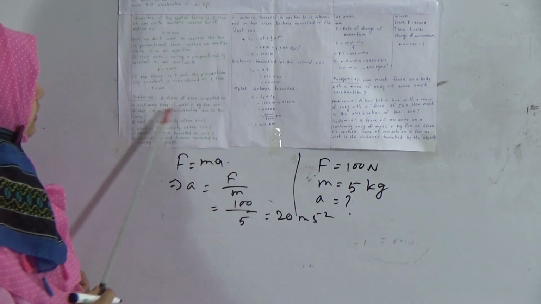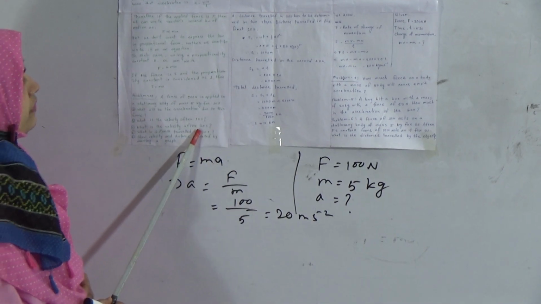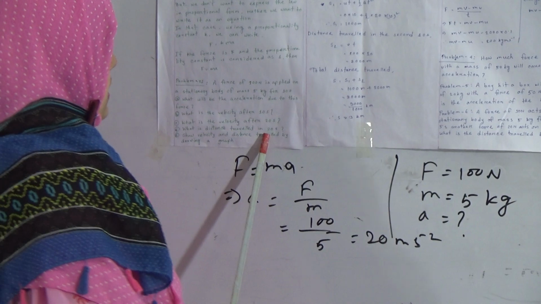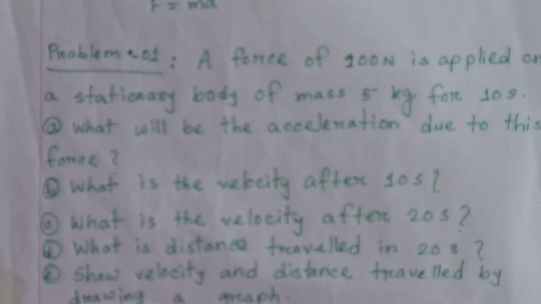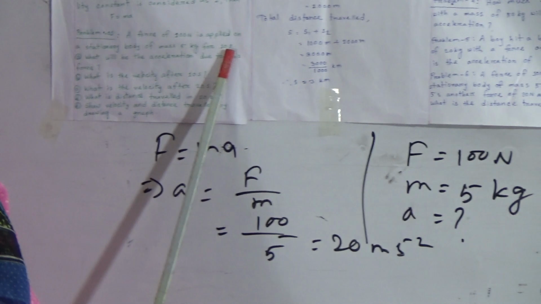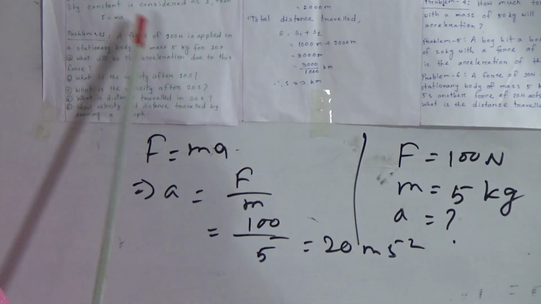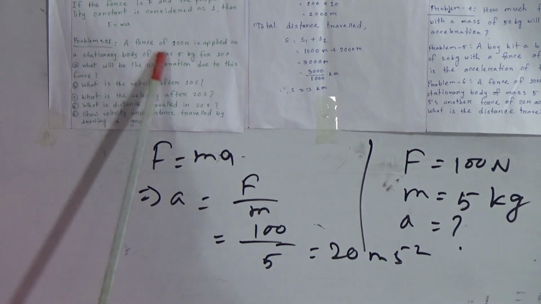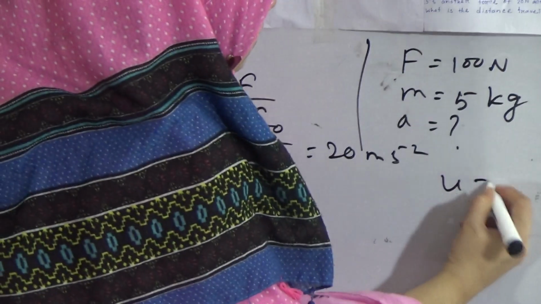Now number B, what is the velocity after 10 seconds? My dear students, here given force 100 Newton, mass 5 kg, acceleration 20 meter per second square, and time is 10 seconds, and this is a stationary body, that's why initial velocity u equals 0.